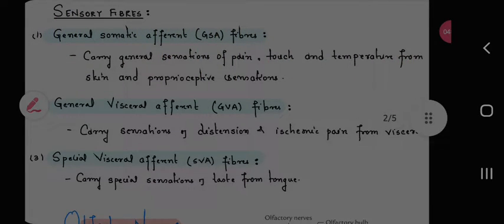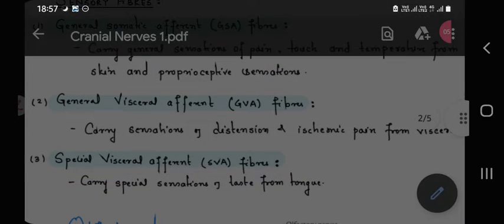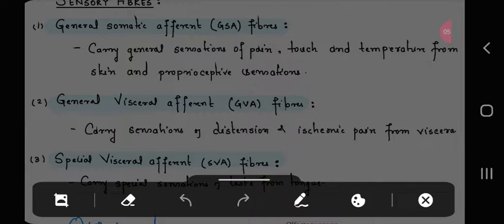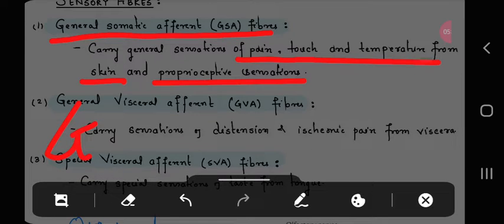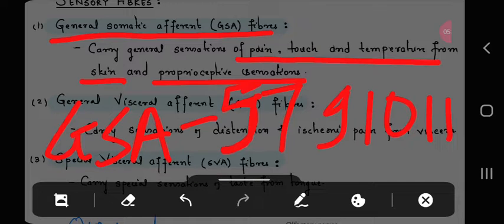Now sensory fibers. The general somatic afferent, GSA column, carries general sensation of pain, touch, and temperature from skin, and proprioceptive sensations. The GSA column nerves are 5, 7, 9, 10, not 11.